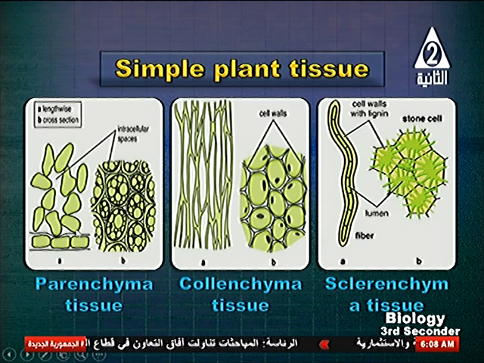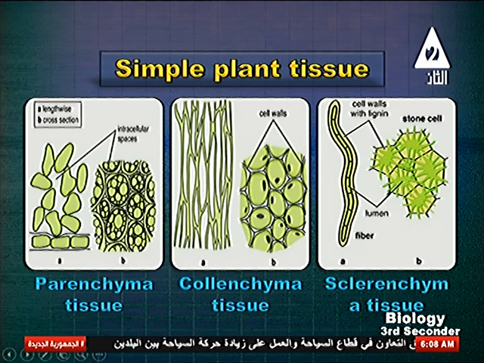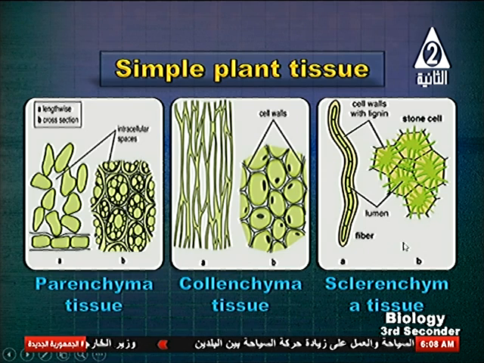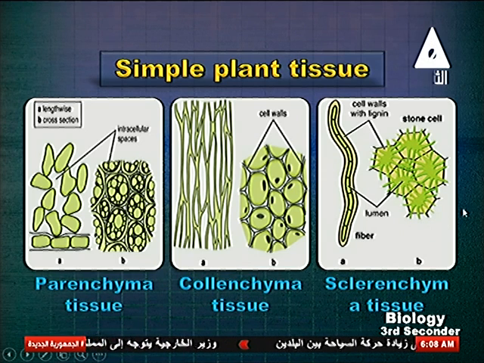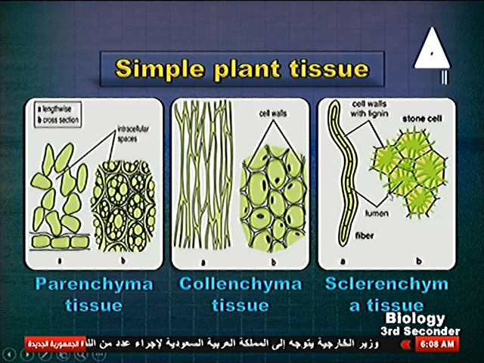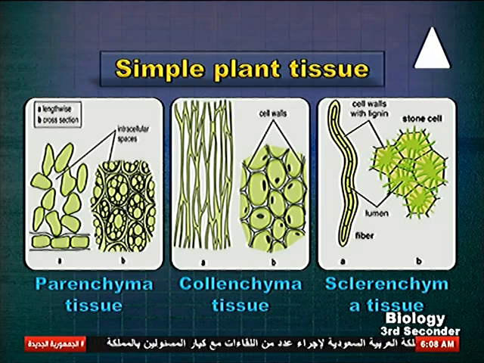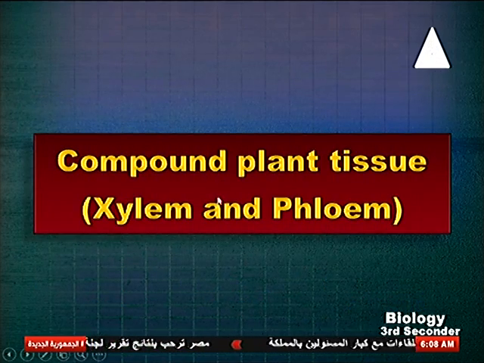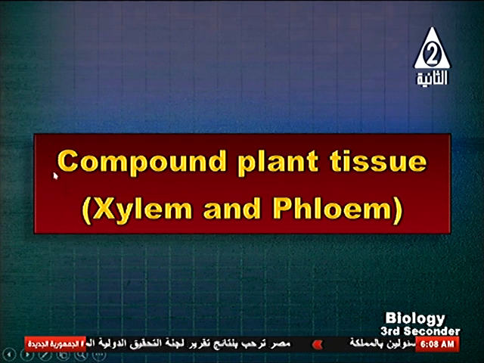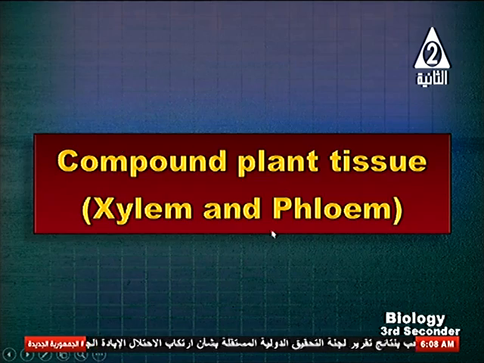Parenchyma: soft tissue, living tissue. Collenchyma: hard with elasticity, with flexibility. Sclerenchyma: hard and strong, with less flexibility. Okay. This is the simple plant tissue. Now we will study and remember another type of plant tissue, which is compound plant tissue, or vascular plant tissue, or conductive plant tissue. Compound means it contains more than one type of cell.